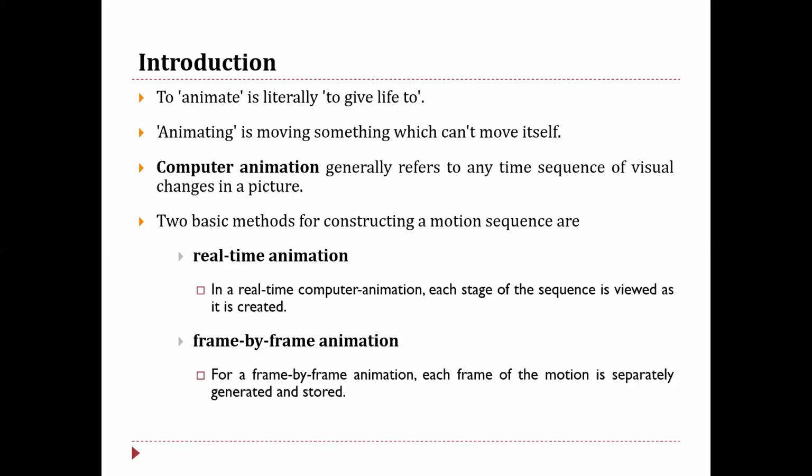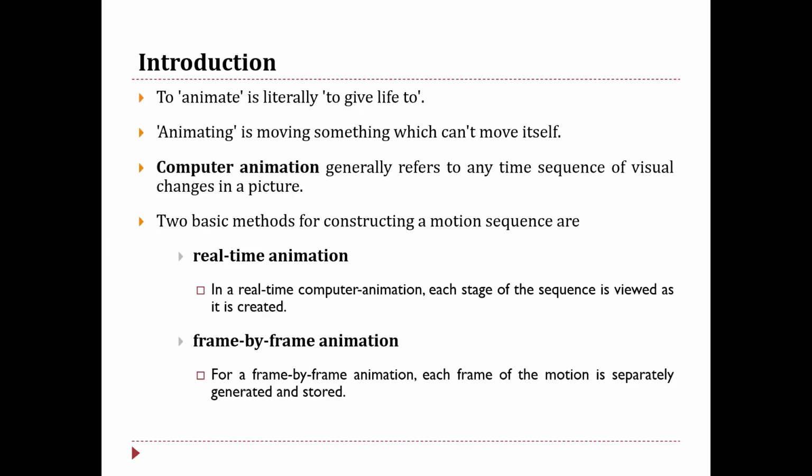Let us look at the two basic methods for constructing a motion sequence. The first one is real-time animation. What exactly is real-time animation for us? In a real-time computer animation, each stage of the sequence is viewed as it is created. That we call real-time animation. Thus, the animation must be generated at a rate that is compatible with the constraints of the refresh rate.